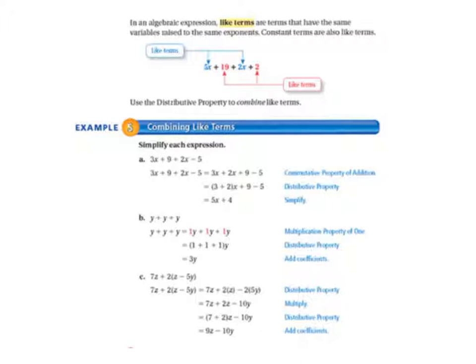The next page, 136, at the top, there's a reminder of the vocabulary word that you wrote down during the last lesson, like terms. So just to remind you, in an algebraic expression, like terms are terms that have the same variables raised to the same exponents. Constant terms are also like terms. So 5x and 2x in this expression are like terms, and 19 and 2 are like terms. So we're going to use the distributive property sometimes to combine like terms.